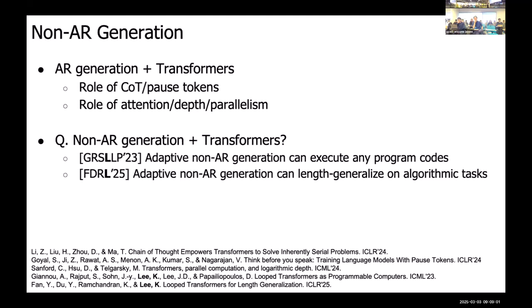The first one is about showing that non-AR generation, particularly adaptive, I'll explain what that means, can actually execute any program. So it's very powerful. Given any program, you can view that as a generation process, and you can show that a transformer can simulate any program execution. The other paper is a very recent one. We can show that non-AR generation can actually learn how to solve algorithmic tasks in a more or less generalizable way. I guess we'll hear more about length generalization later today, but I'll briefly touch upon what length generalization is.